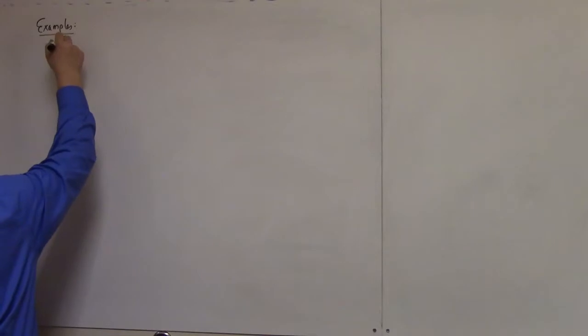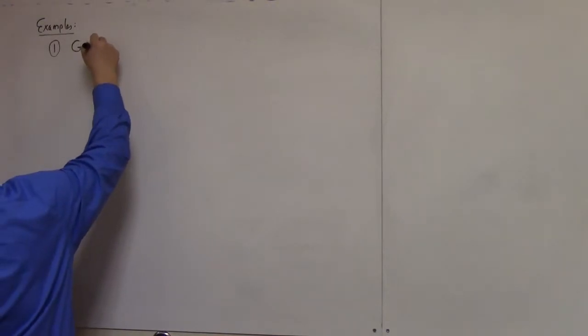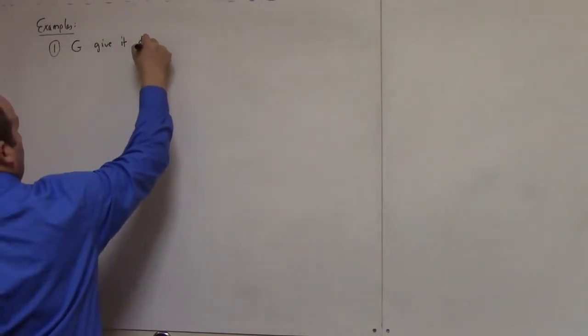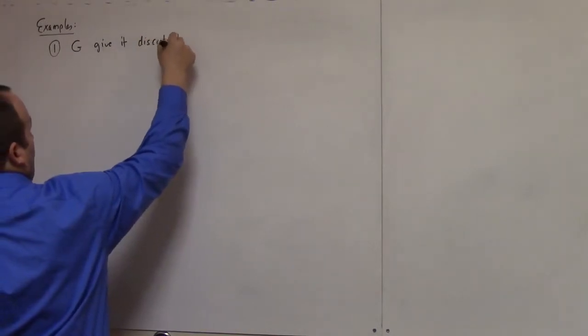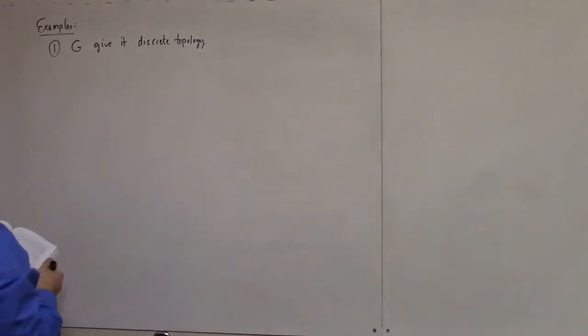One, if you take G and give it the discrete topology. So let G be any group. Any group with the discrete topology becomes a topological group.